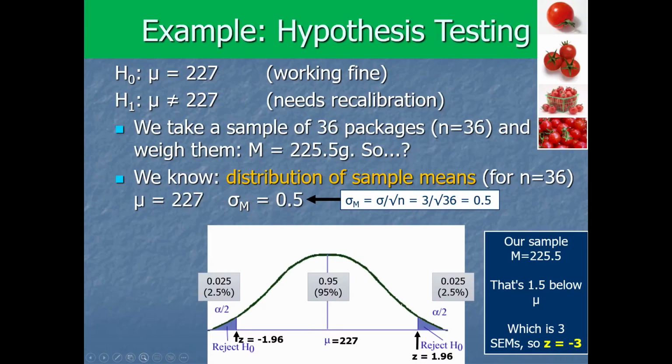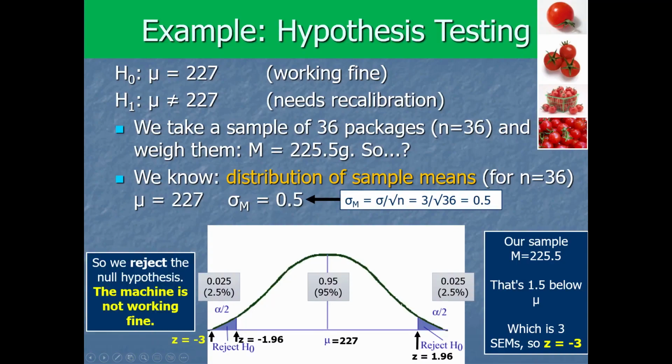So the question is, is a z-score of -3 further out than the cutoff region? That's just what we're asking. And yes, our z-score of -3 is way out in the tiny, tiny, tiny tail on the left here. It is out past the cutoff z-score of -1.96. So our sample is definitely in the rejection region. We reject the null hypothesis. We conclude the machine is not working fine and it needs recalibrating.